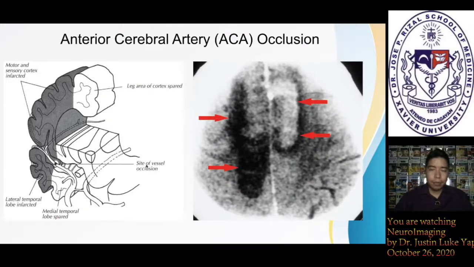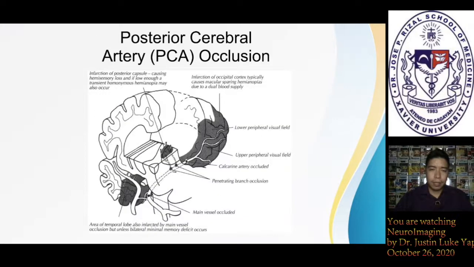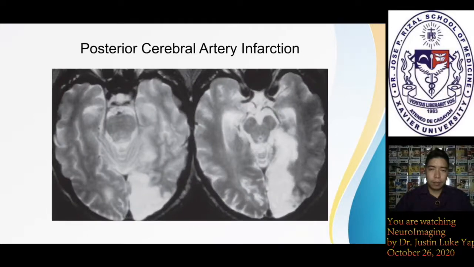So this is an example of ACA occlusion, MCA, and PCA. Here is another example of a PCA infarct. You can see that the area wherein there's very bright signals on T2 corresponds to the vascular territory supplied by your PCA.